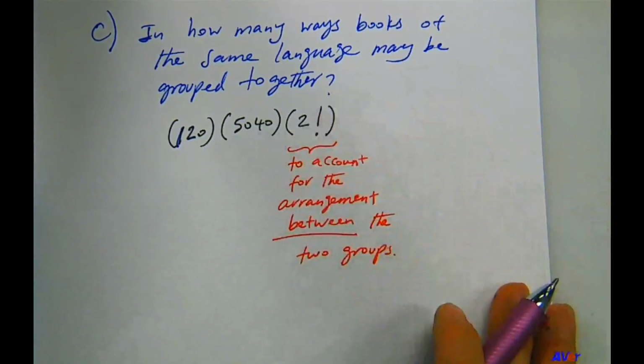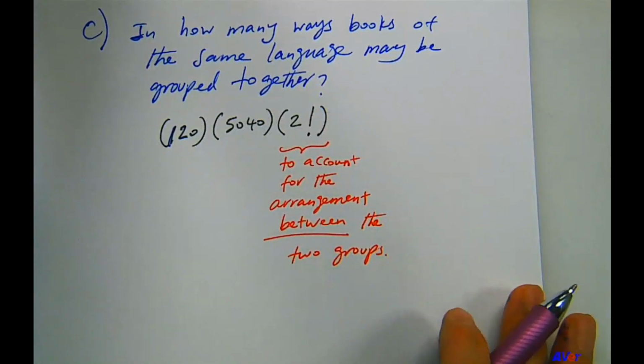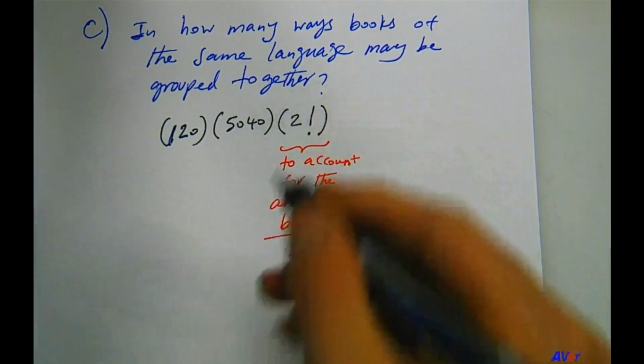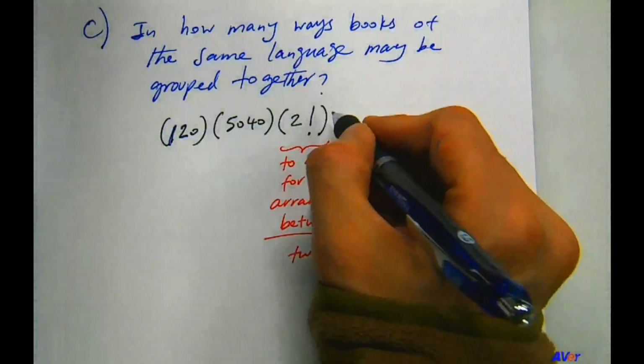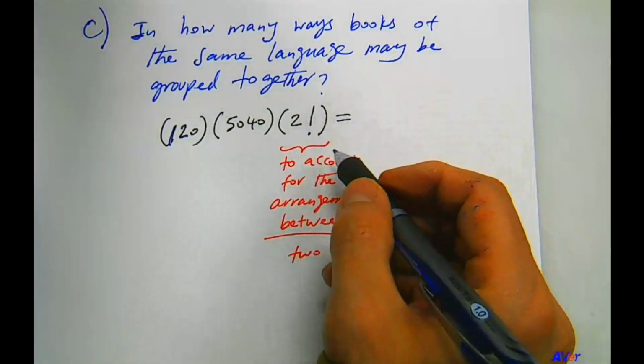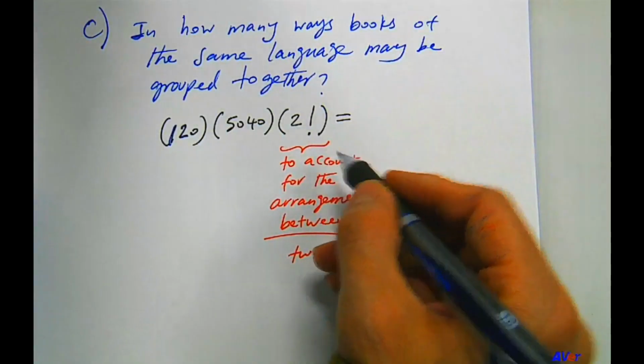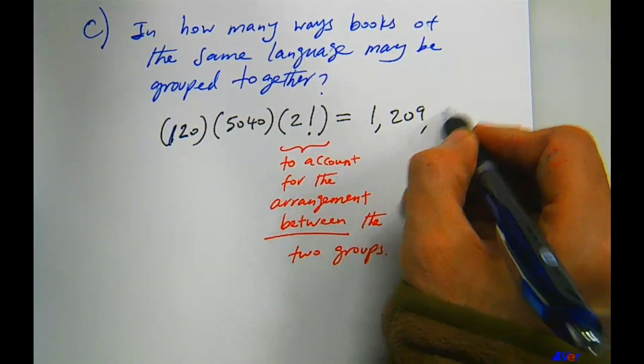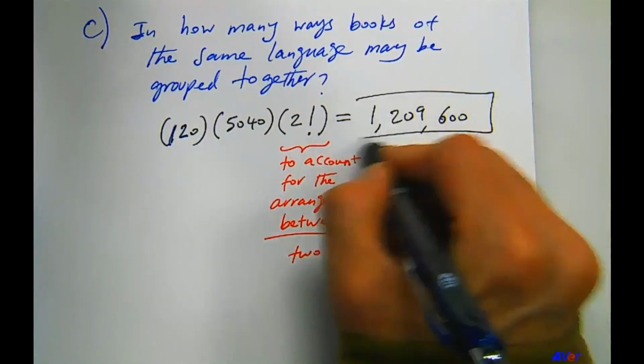So that's where the 2 factorial is coming from, because the Spanish and the French books can switch sides. And how many ways can they switch sides? 2, which is the 2 factorial, 2 times 1. Okay, so the answer to this question then becomes, did I calculate this? Yes, I did. It is 1,209,600.